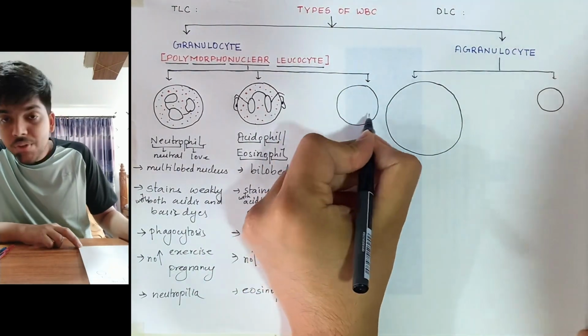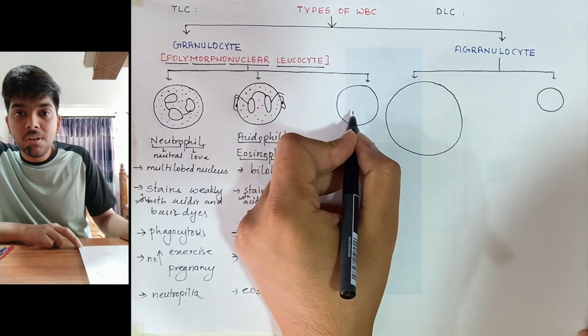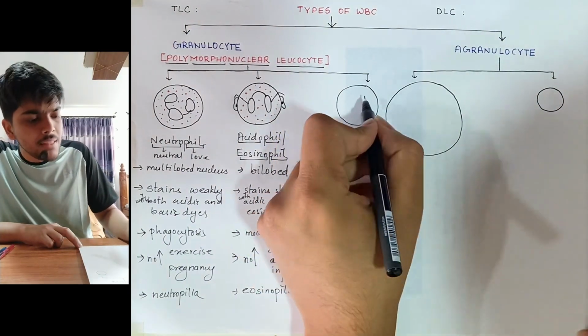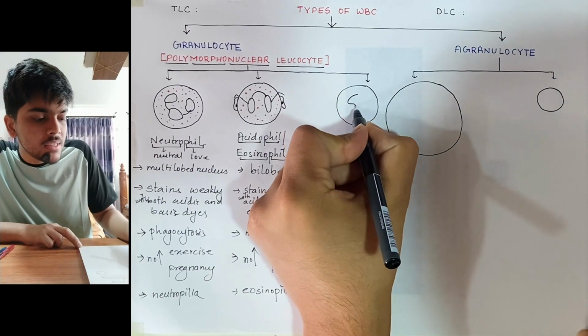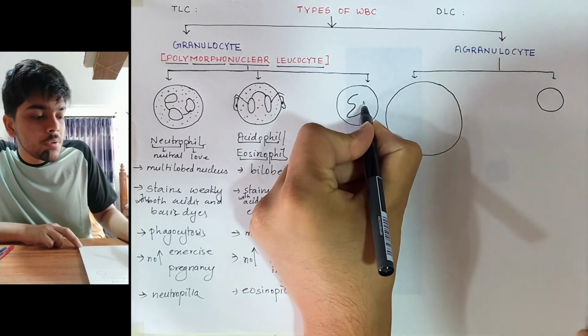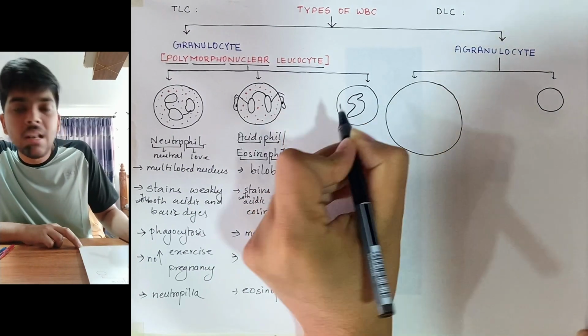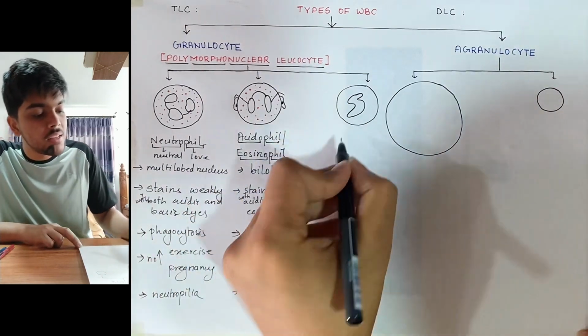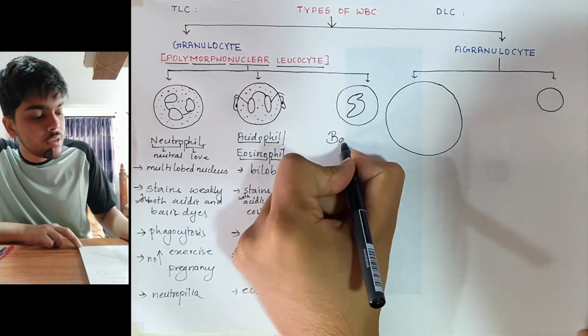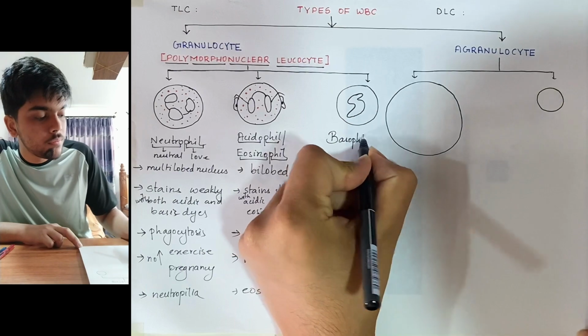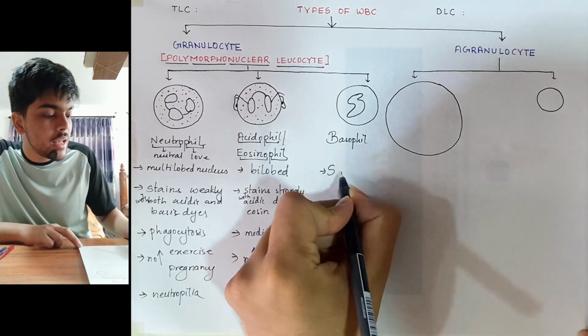Thirdly, there's your cell, and when you observe it under a microscope, you'll find that the nucleus of this cell is shaped like the letter S. And this particular granulocyte is called basophil, where the nucleus is S-shaped.